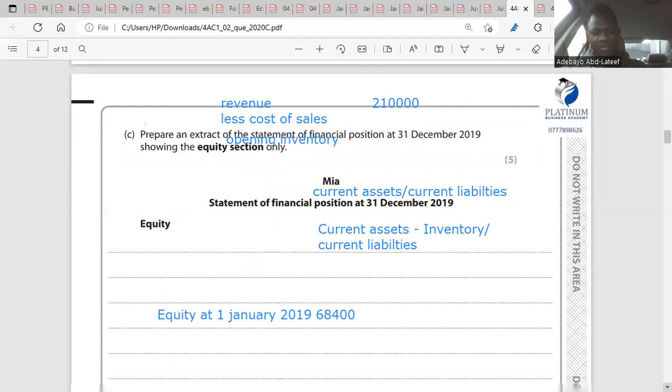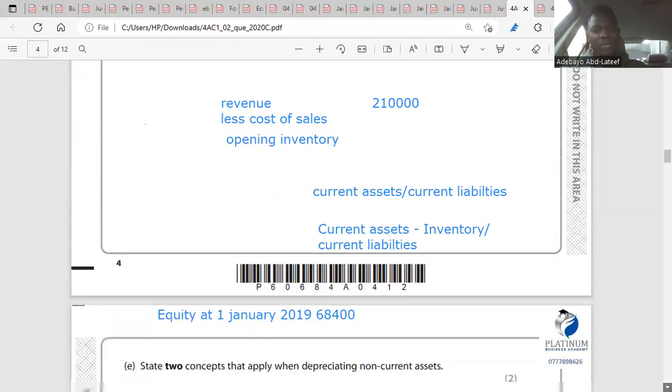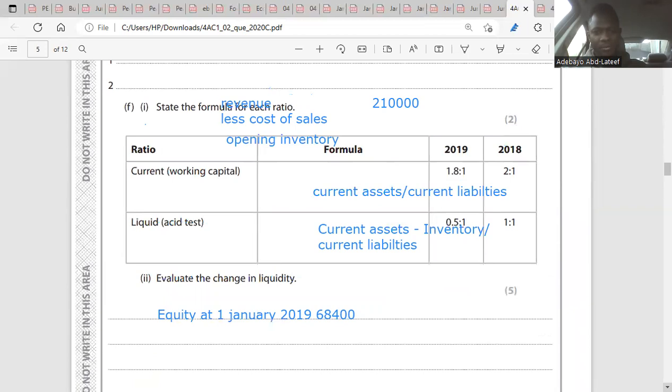Yes, it says formula there. Yeah, that's the formula I gave to you now. They said ratios, write the formula. They gave us this information; this information is default, it's from the question. But what we need to do is to create a formula for the question. For current ratio, it is current assets divided by current liabilities. For liquid ratio, it is current assets minus inventory divided by current liabilities. That's just what you need to know. Is it clear? Yes. All right.